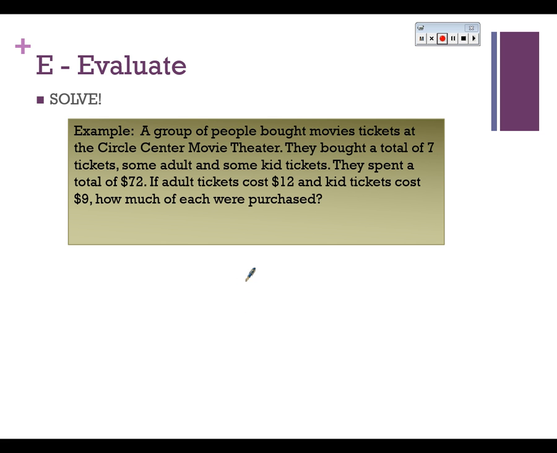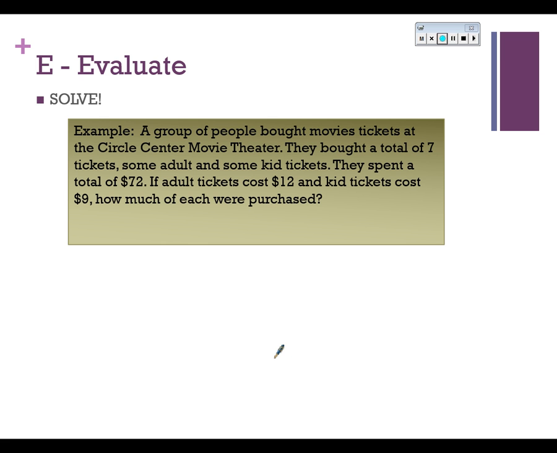Now, currently, do we know how many adult tickets were sold? No, so we can't put anything beside the X because we have no idea right now how many adult tickets were sold. Do we currently know how many kid tickets were sold? No, but don't we know together that those tickets add up to 7 total tickets? So there's your first equation. It says the adult tickets plus the kid tickets totals up to 7 total tickets. Everybody with me on that equation?